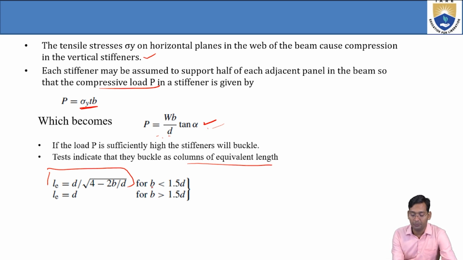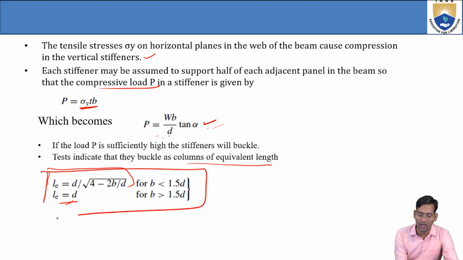If b is less than or equal to 1.5d, whatever the width is, then the equivalent length will be equal to d by the square root of 4 minus 2b by d. This is for b less than 1.5d. If b is more than 1.5d, then simply we take that value as d. L_e equals d. This condition is important, you have to remember.